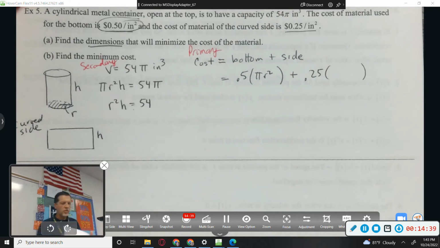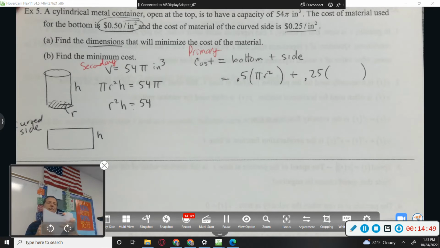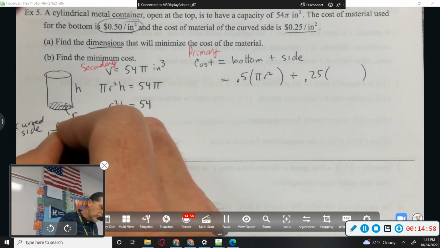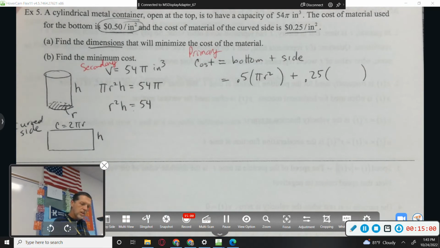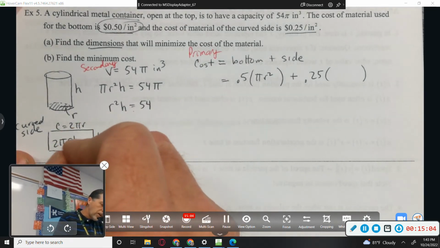I guess this is the trick. What about how long that side is? When I do it like this, it's this side. But when I curl it up, what do we call that? Circumference, which is 2 pi r. So that total area would be 2 pi r h.